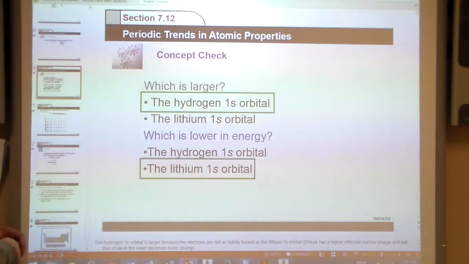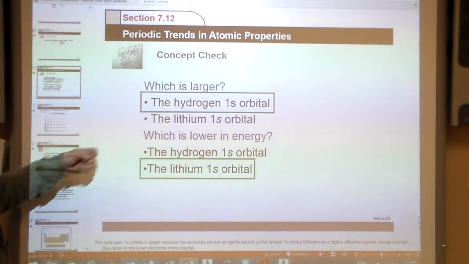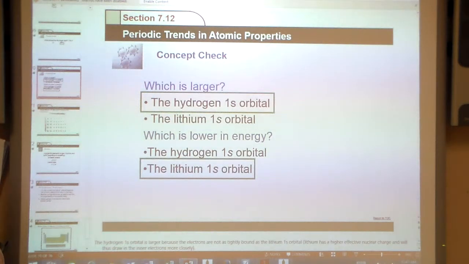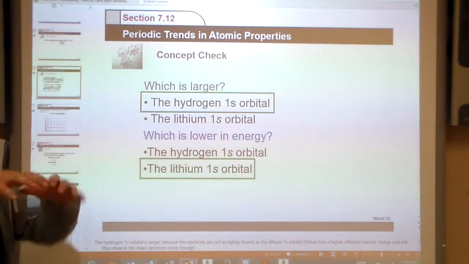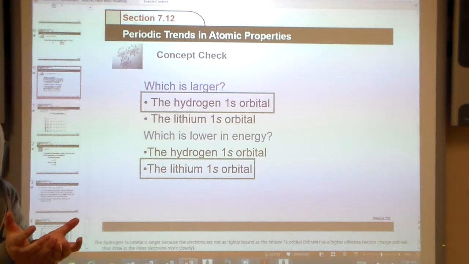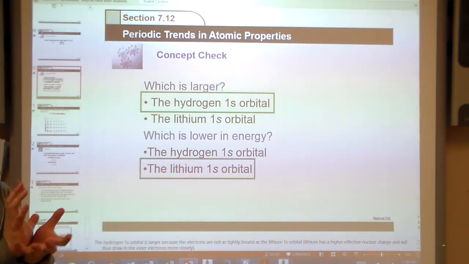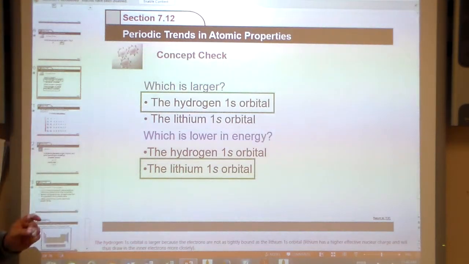So now, periodic trends and atomic properties as we're winding down. Which is larger, the hydrogen 1s orbital or the lithium 1s orbital? Well, it's going to be the hydrogen 1s orbital. You might say, wait a minute, aren't all 1s orbitals the same? No, they're not. They may be level 1, sublevel s, the shape of the cloud that the electrons will hang in, but they're not all the same size.